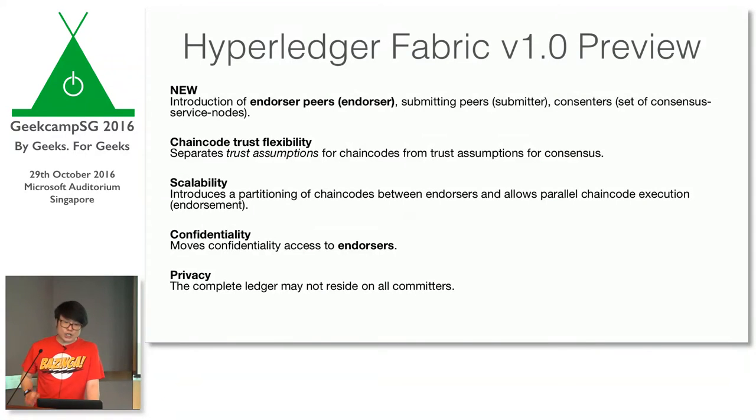There is one major change going forward in the version 1.0 preview. One major change is that they're splitting up the peers. Previously, peers are nodes and consenters, essentially these two. They're splitting up the trust assumptions, or rather the approvals, to another node type, so to speak, called endorsers. Which means that an endorser is not a consensus. An endorser is someone, or an application, who basically says, approve.